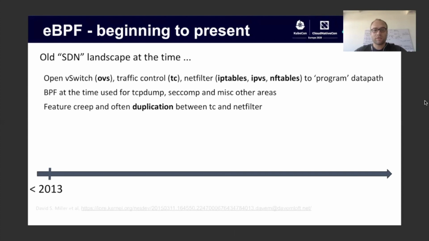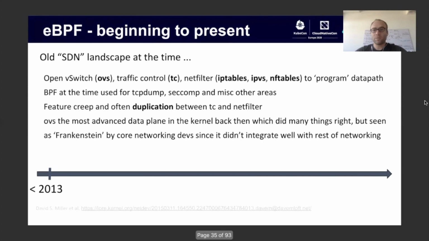There was also feature creep and often also code duplication between TC and Netfilter, because both subsystems were sort of competing with each other. And Open vSwitch back then was considered the most advanced data plane in the networking stack, but it didn't integrate well with networking, and it was also considered a sort of Frankenstein by other core developers.